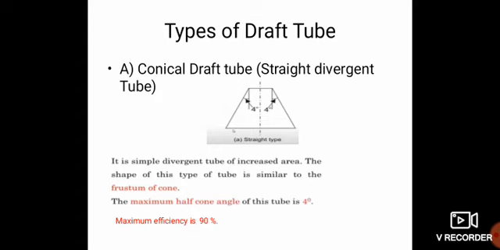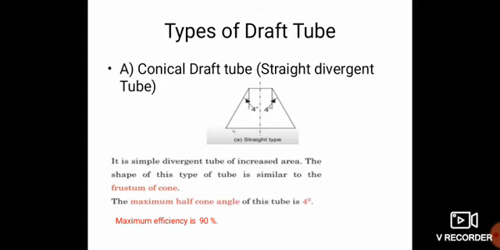Now there are various types of draft tubes. The first one is the conical draft tube, also known as a straight divergent tube, just like an ice cream cone. It is a simple divergent tube with increasing area. The shape of this type of tube is similar to the frustum of a cone. The cone angle must be equal to 4 degrees, as you can see in the diagram, because if you increase the angle to 10 or 11 degrees, then separation happens.